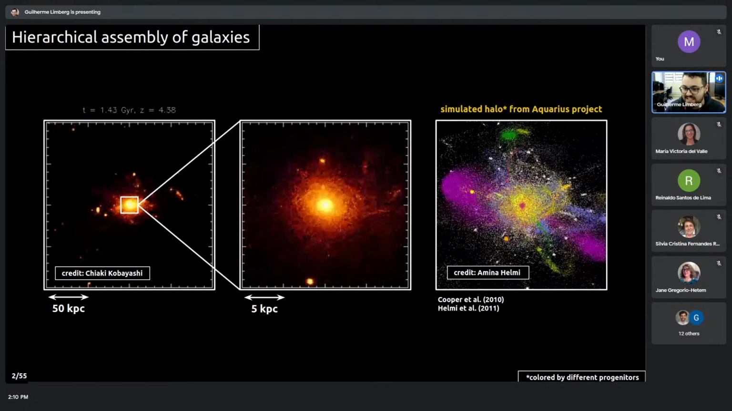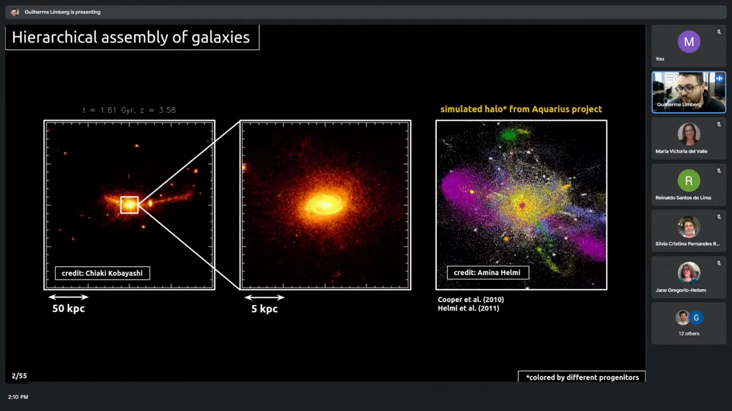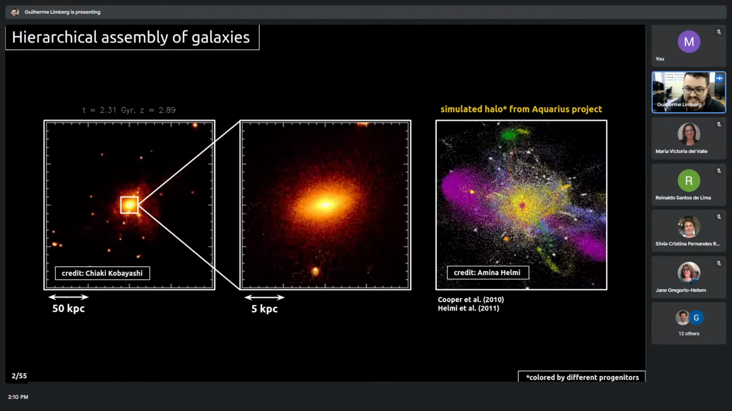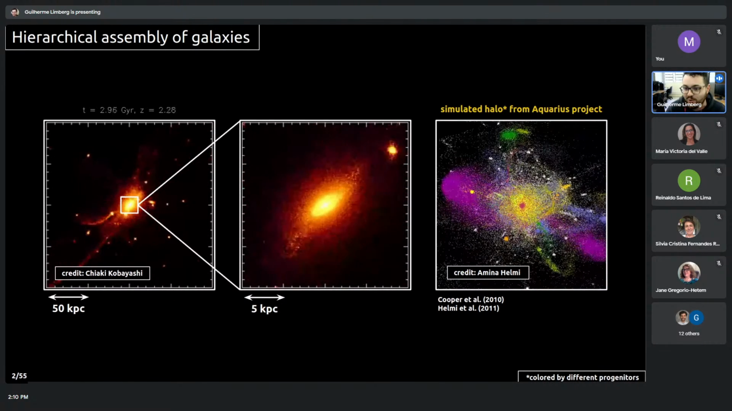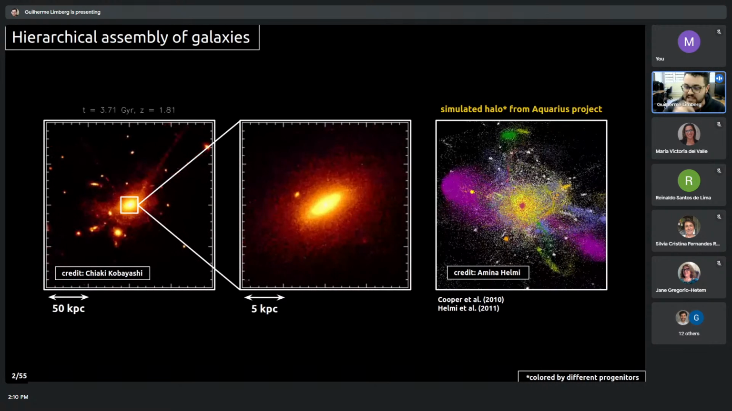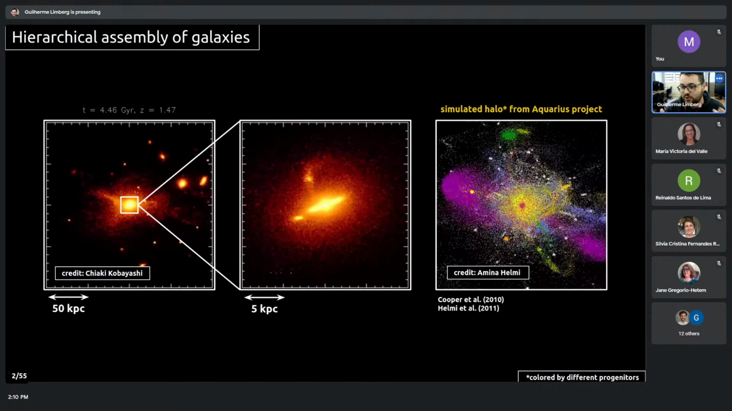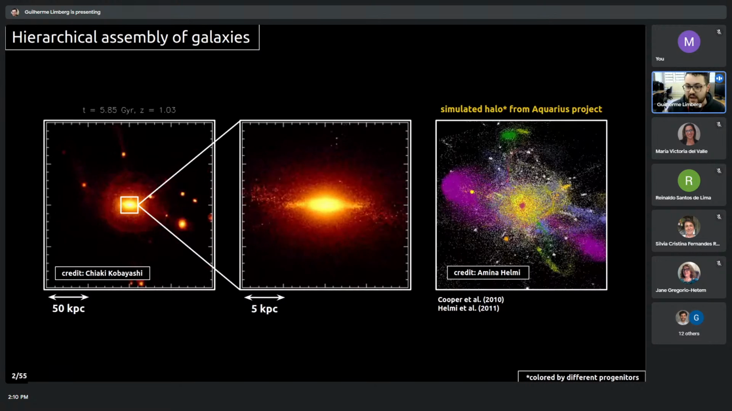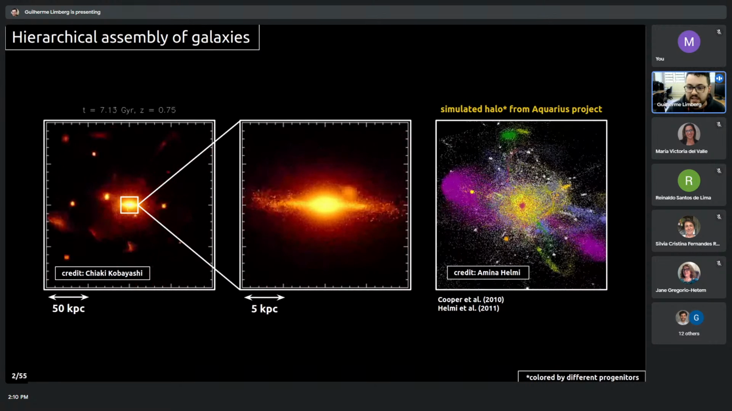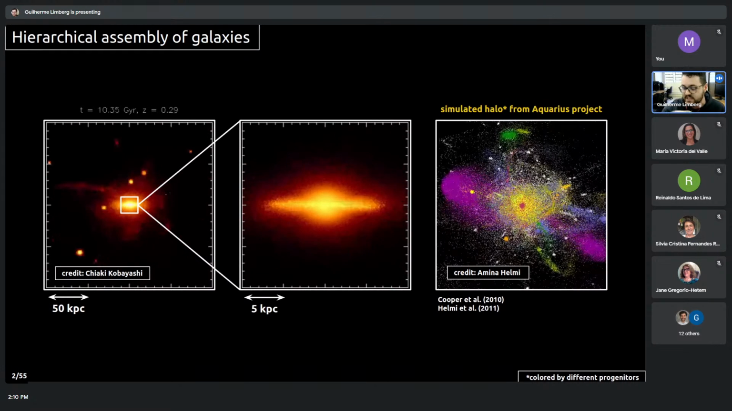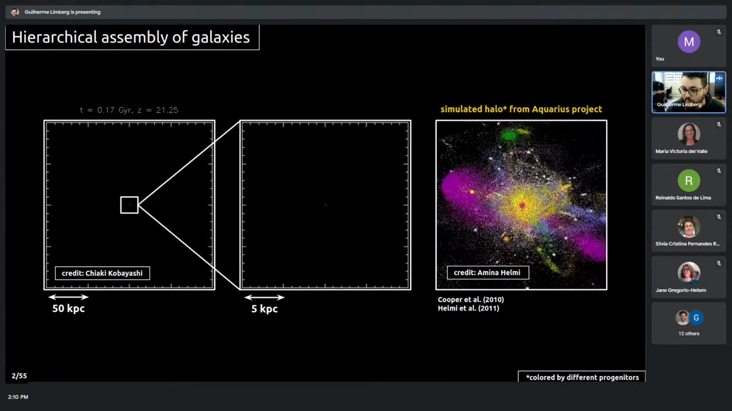In this simulation, since we know the assembly history of this galaxy, because we are kind of in God mode, we can actually color code every single particle according to its progenitor galaxy. So in this figure to the right, every color is a different dwarf galaxy that has been accreted throughout the formation of this galaxy. We can see that the halo of galaxies as massive as the Milky Way should be a complete mess.